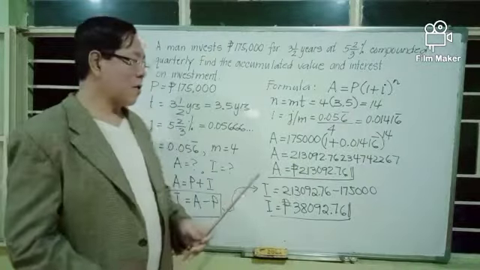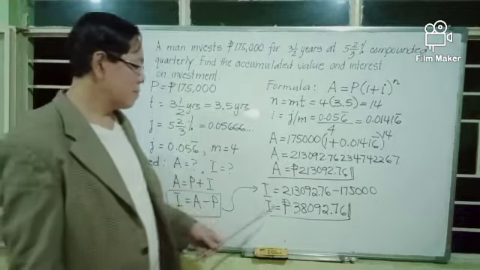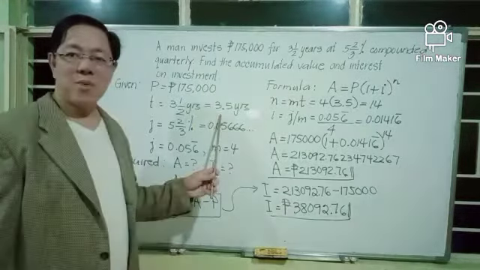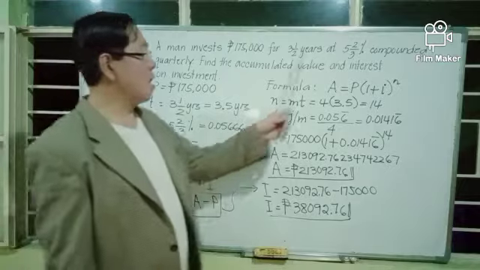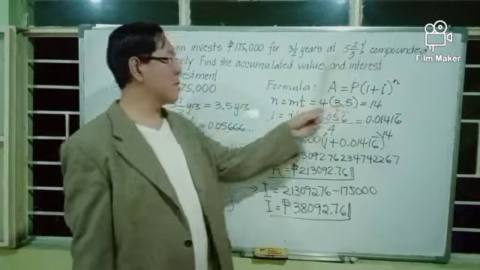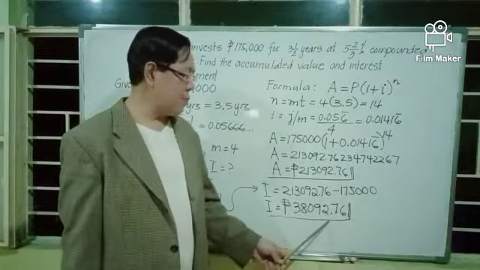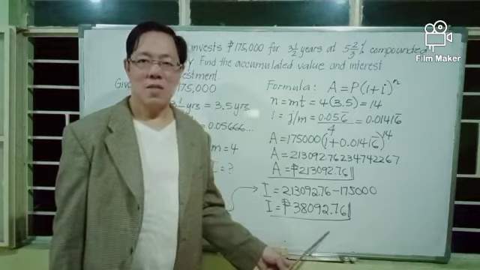Thus, the interest earned by the investment of 175,000 pesos at the end of 3.5 years at compound interest rate of 5 2/3% compounded quarterly is 38,092.76 pesos.